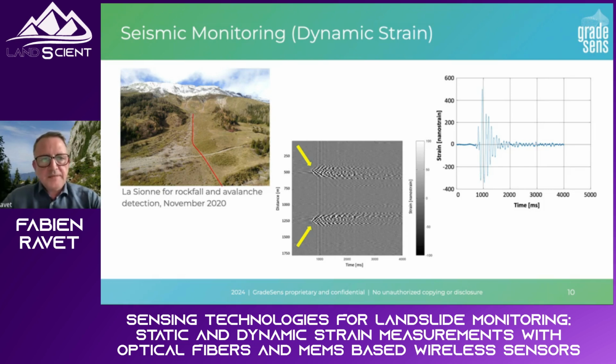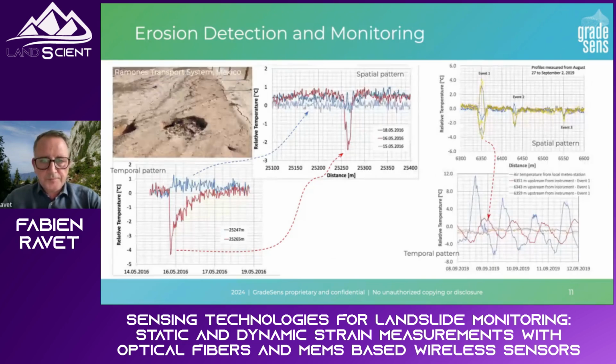So, for instance, that has a very interesting application to detect rock falls on a highway or on a railway, if optical fibers are laid in parallel to the structure, which is very common for railways, at least in Europe. Now, here are two examples with the application of temperature sensing.